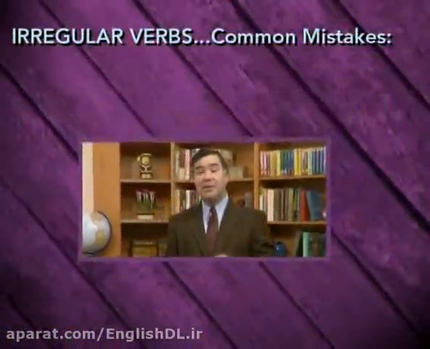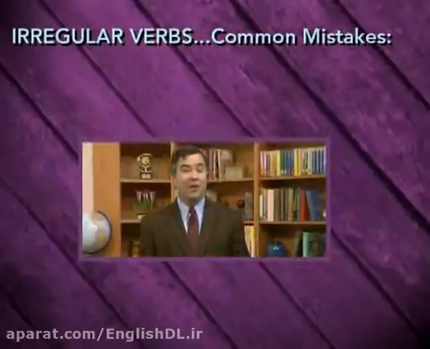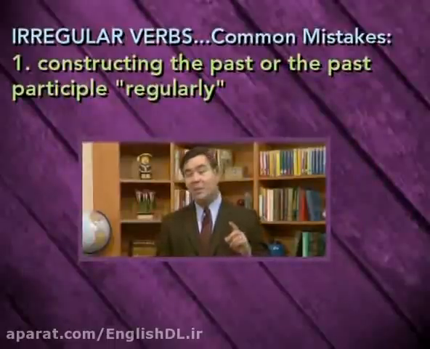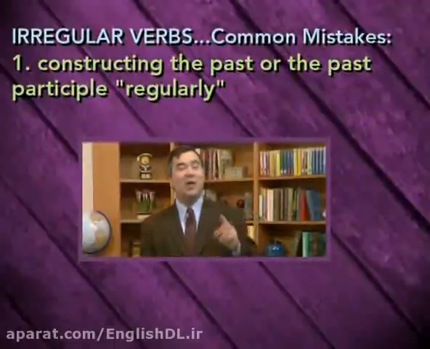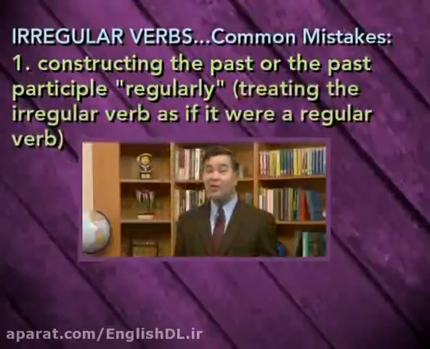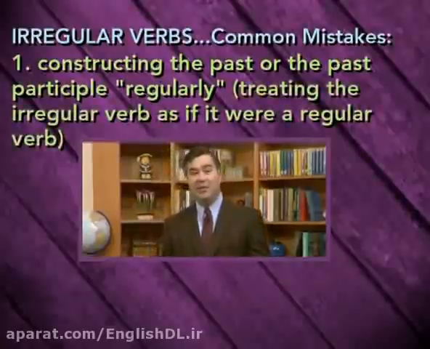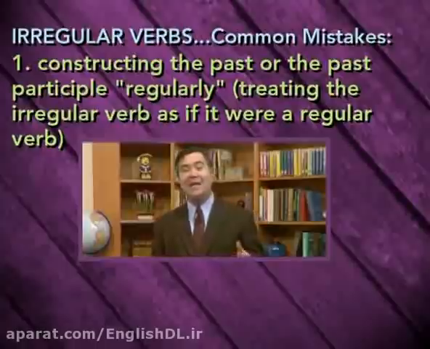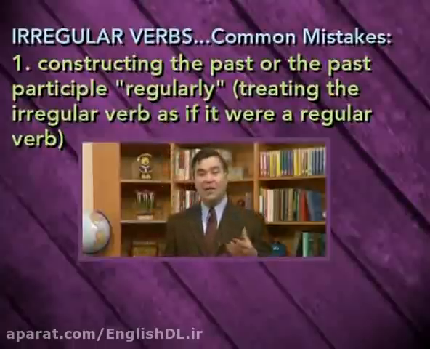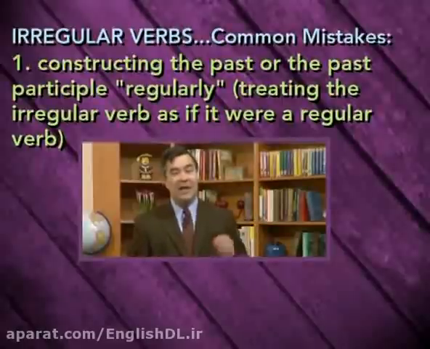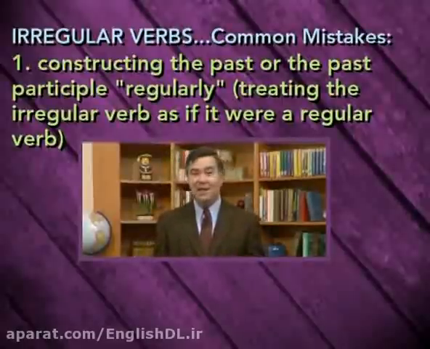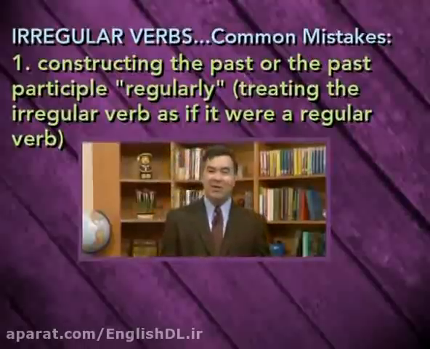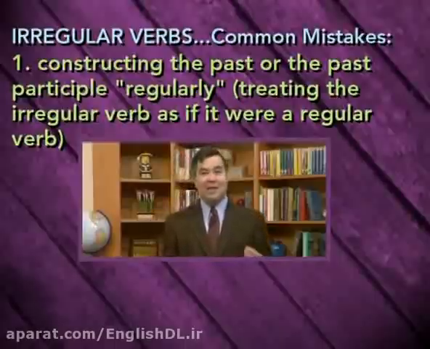The 2 most common mistakes that people make in using irregular verbs are the following. First, many people make a mistake by constructing the past or the past participle regularly. In other words, they treat the irregular verb as if it were a regular verb. Now remember, the past and the past participle forms of regular verbs are created by adding ed to the end of the infinitive or basic form of the verb. If you take an irregular verb and simply add ed in an attempt to turn that into the past or the past participle, you've treated the irregular verb as if it's regular, and what you've created is not proper English.